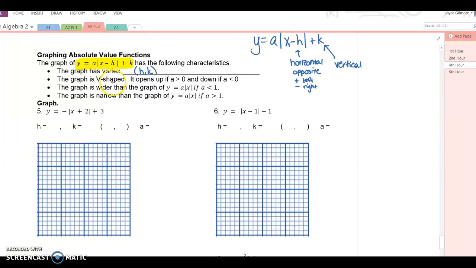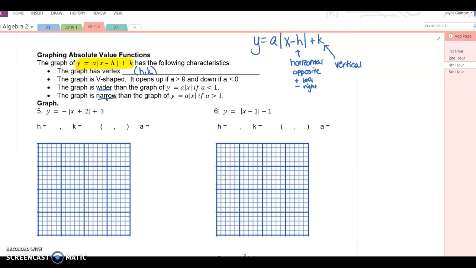So the graph is V-shaped. It opens up if a is positive. It opens down if a is negative. If that a value is a fraction or a decimal less than 1, the graph is going to be wider. And if a is bigger than 1, like 2 or 3 or whatever, the graph will be more narrow.